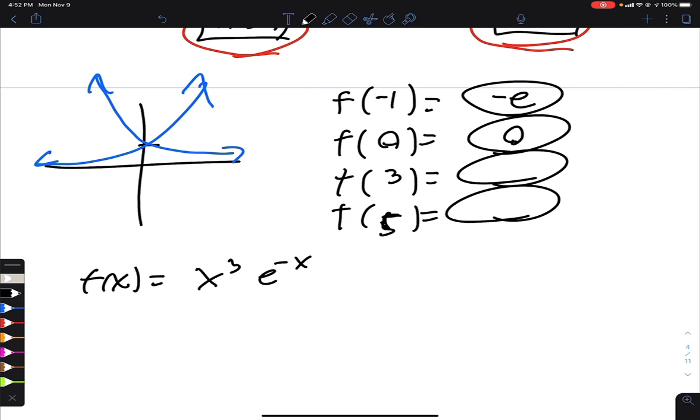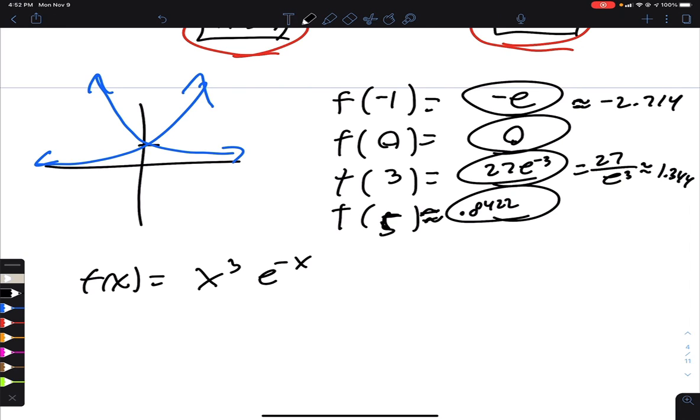When you plug in 3, that's going to be 27 e to the -3, which is 27 over e cubed. And the last one, when we plug in 5, that's going to be a pretty big number. Well, I'll just do the decimal approximation, make it easier. So when you plug that in, you get about 0.8422. This one, so we can compare, is about 1.344. And that's about -2.714.